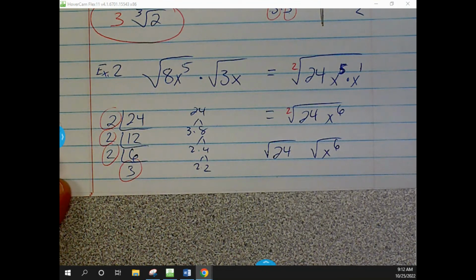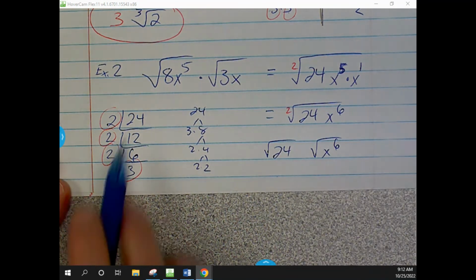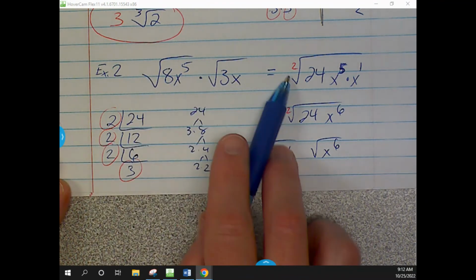Question? Wait, so where is the exponent of 2 from? That's on the outside. Oh, if there is no index here, it's always understood to be a 2.